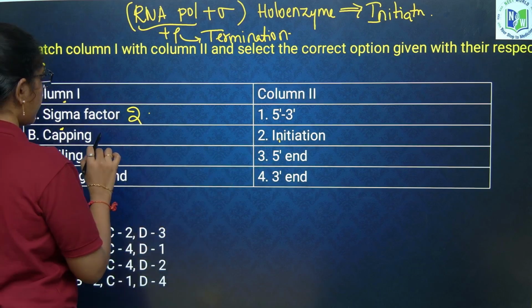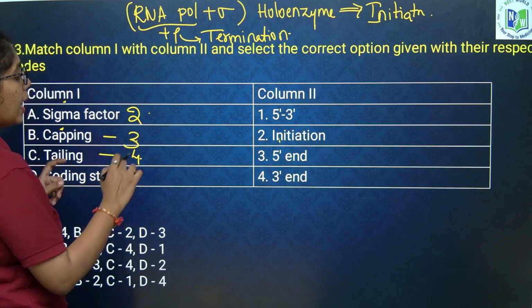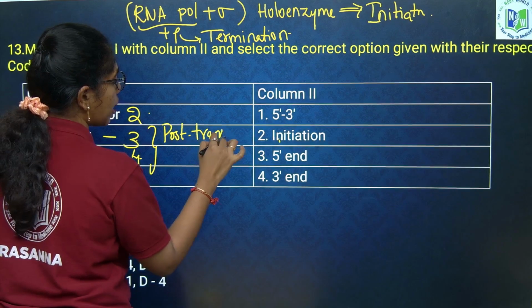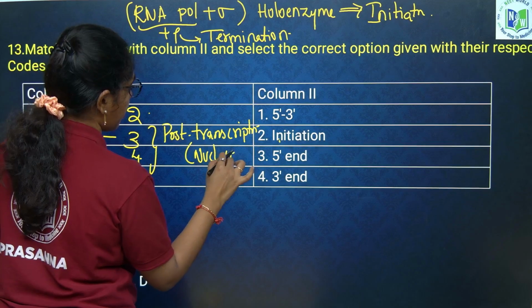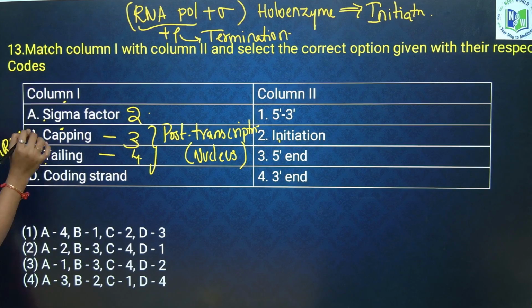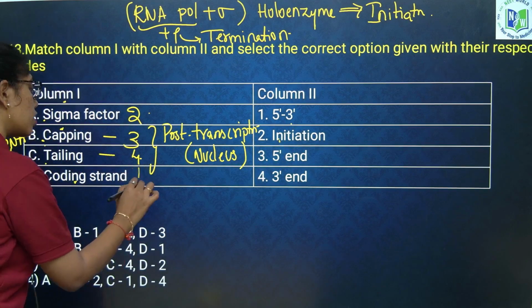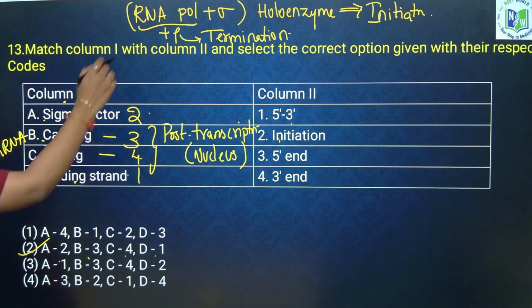Capping is done at 5' end. Here it is 3. Tailing is done at 3' end of hnRNA. Both these are post-transcriptional events which happen inside the nucleus. Both 5' capping and 3' tailing occurs in hnRNA. Next, coding strand is from 5' to 3'. Here it is option 1. So A2, B3, C4 and D1. Option 2 is the correct answer.